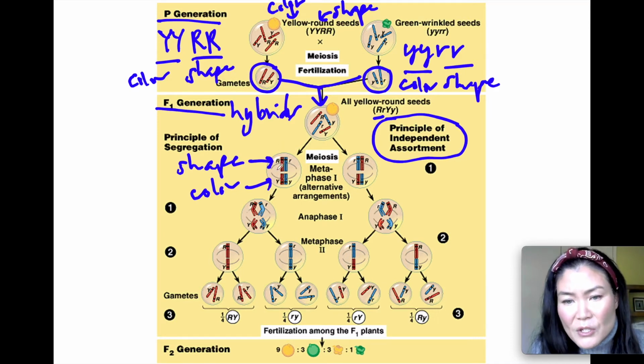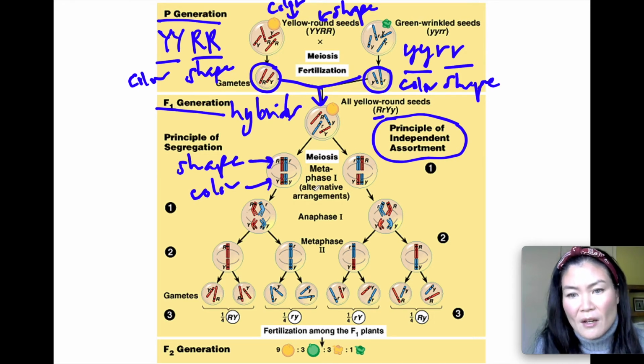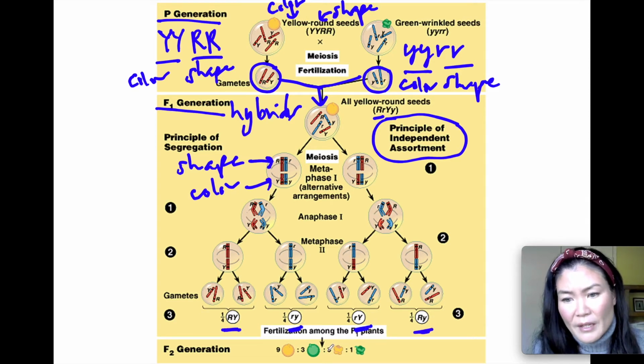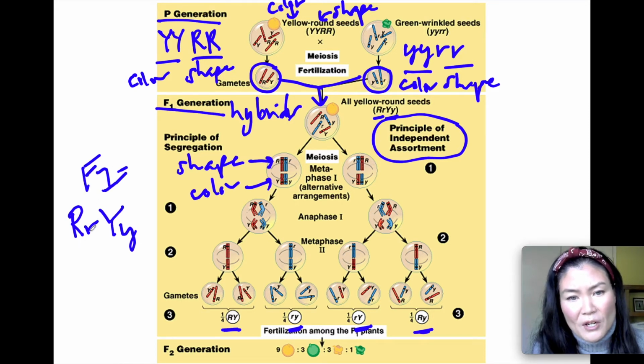So you could have it like this or like this. Depending on how they arrange themselves in metaphase 1 of meiosis, you're going to end up with 4 different possible gamete combinations. Going back to the parents, they are both big R, little r, big Y, little y. That's the F1 generation.